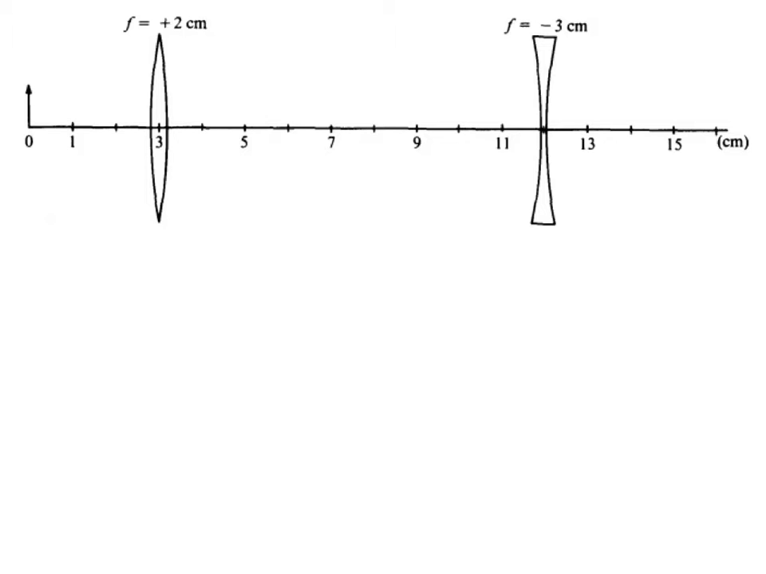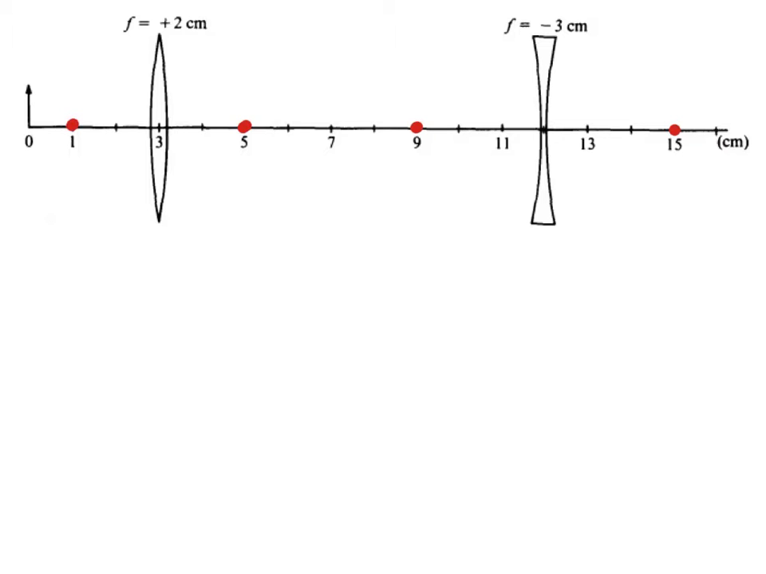So for the lens on the left, the focal points are 2 centimeters away on either side of the lens. So I'm going to put a dot here and a dot here. And for the lens on the right, the focal point is 3 centimeters away from where the lens is located. So I'm going to put a dot here and a dot here.